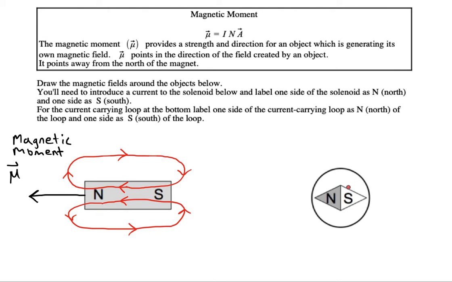A compass needle is nothing more than just a magnet. Okay, so it's going to have its own field lines. And even a compass needle will have a magnetic moment as well.